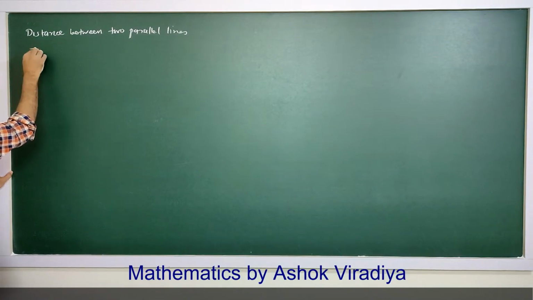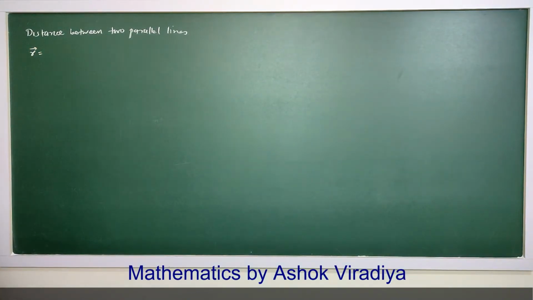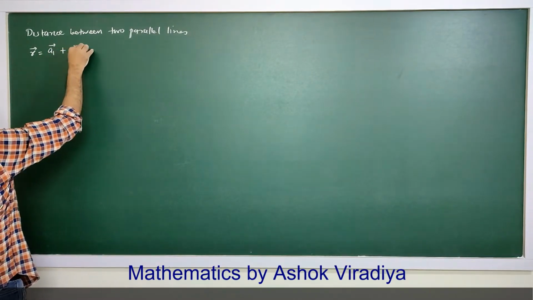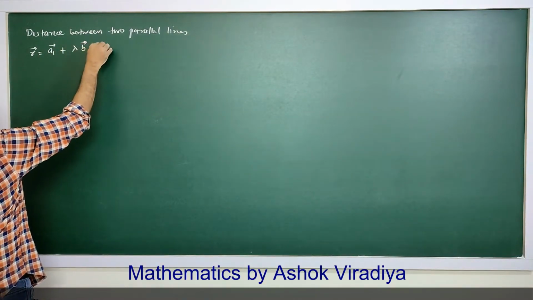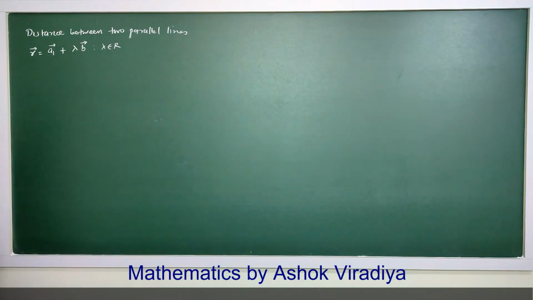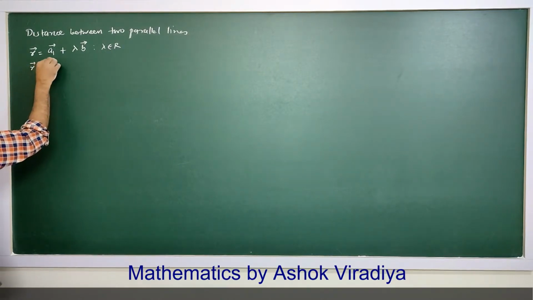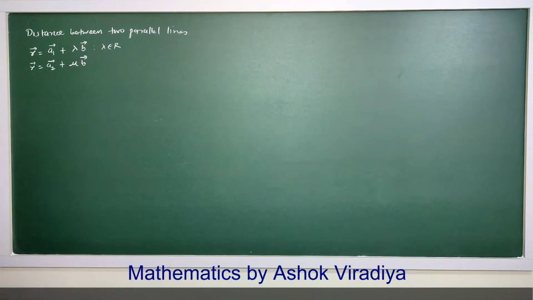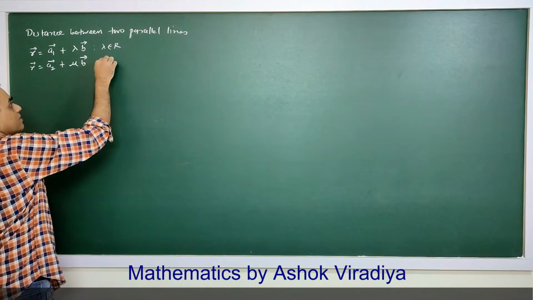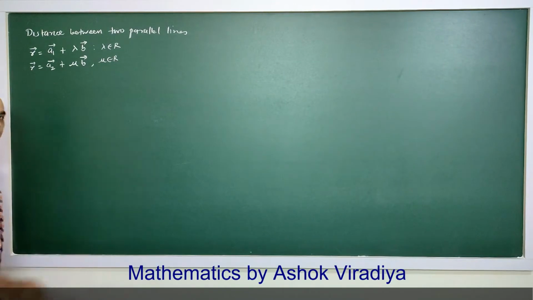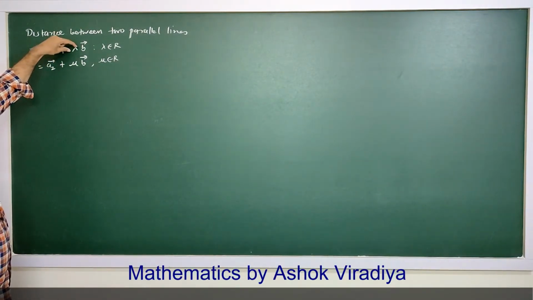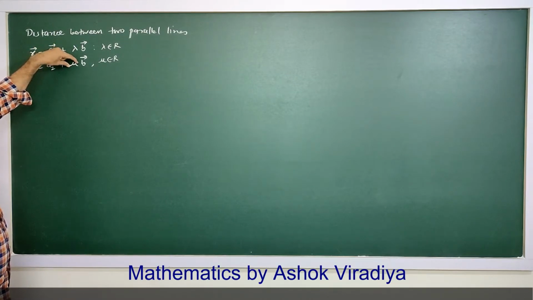Let me take lines R. Vector R is equal to vector A1 plus lambda times vector B, lambda belongs to R, and the second line is vector R is vector A2 plus mu times vector B, mu belongs to R. In both equations, here the parameter is lambda, here the parameter is mu.